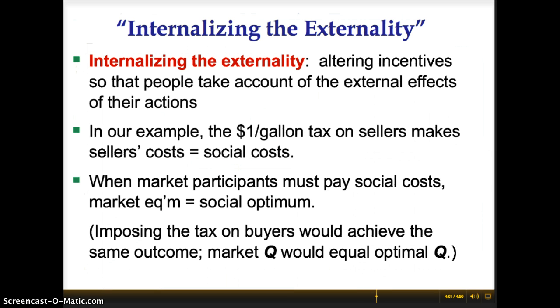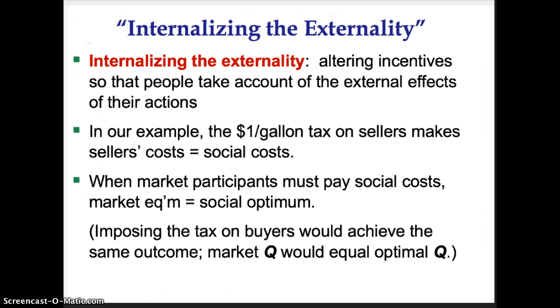Just a reminder from our discussion about taxes in Chapter 8, imposing a tax on buyers would achieve the same outcome. The market equilibrium quantity would equal the socially optimal quantity.